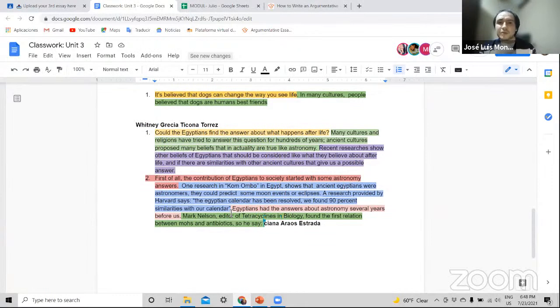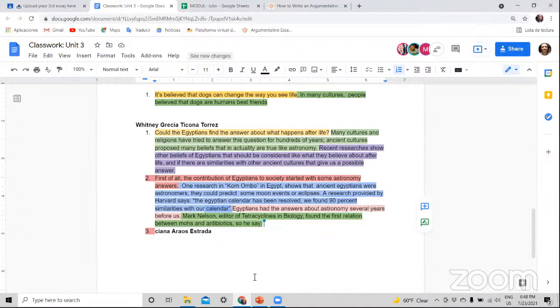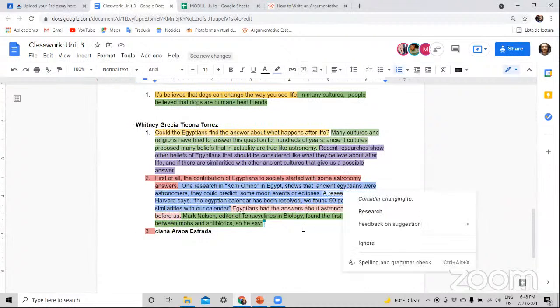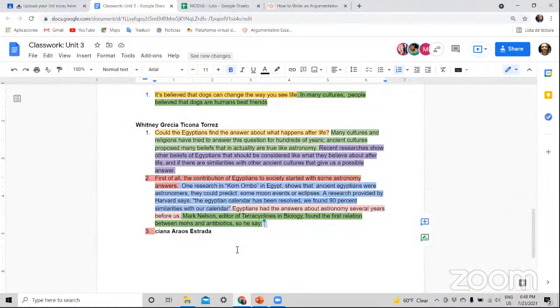And finally, yes, yours also, the most important part is up to the quotation mark, Whitney. So let's read, please, everything you have up to this point. When you finish there and you close the quotation mark with calendar. Up to that point, please, Whitney. Okay, when researching Combo Humbo in Egypt showed that ancient Egyptians were astronomers. They could predict some moon events or eclipses. Research provided by Harvard says the Egyptian calendar has been resolved. We found a 90% similarities with our calendar.